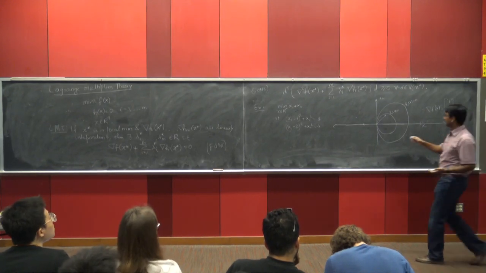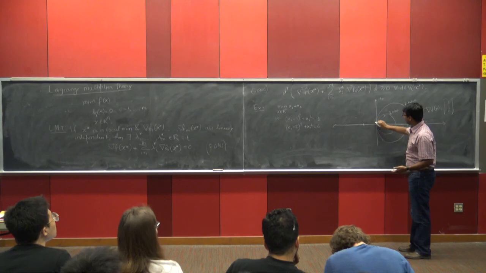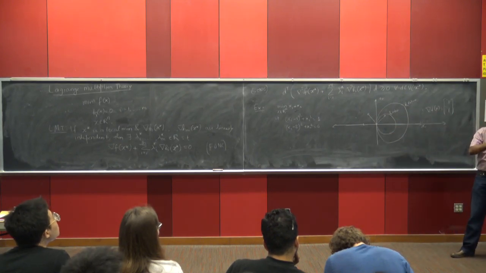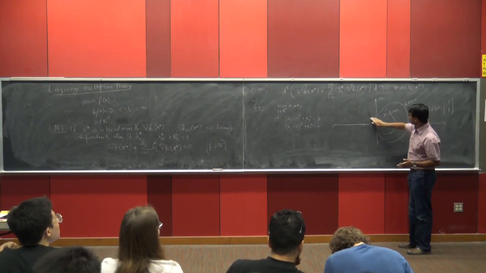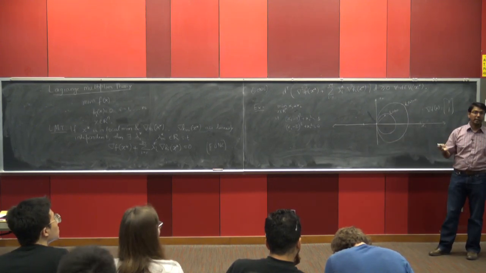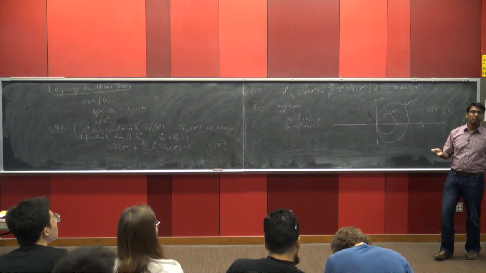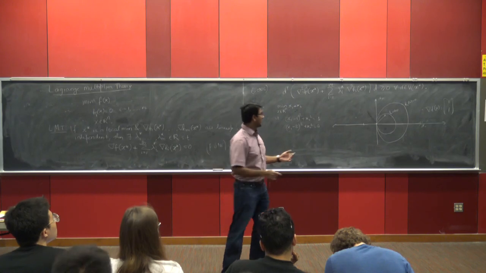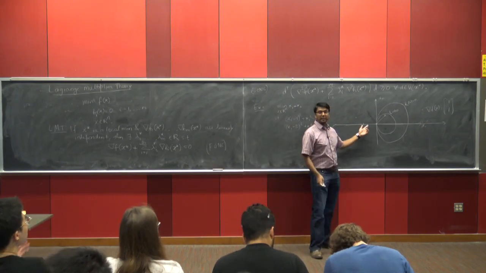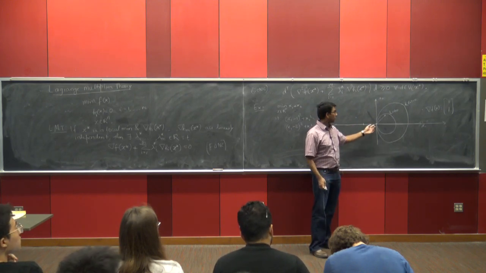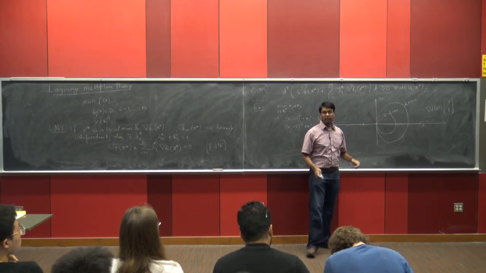See, if gradient of h1 was this and this was gradient of h2, then they span the entire plane, and then gradient of f can lie anywhere in that plane. But because gradient of h2 is in the same direction as gradient of h1, all they span is a line. They don't span a plane anymore. Do you see that? So any linear combination of gradient of h1 and gradient of h2 is going to be along this line. It's not going to be along that line.